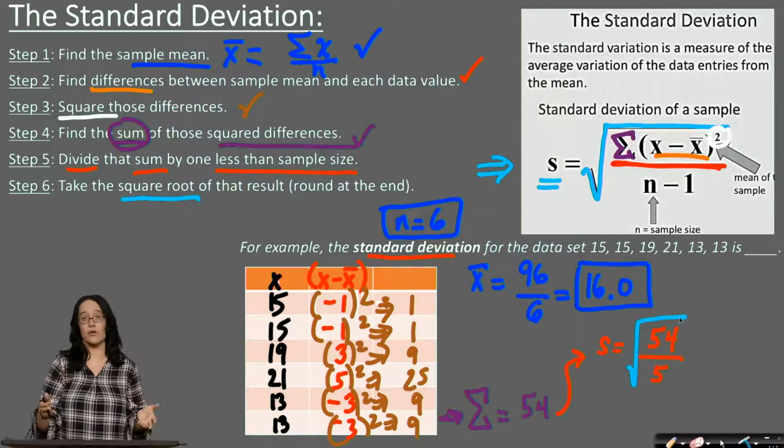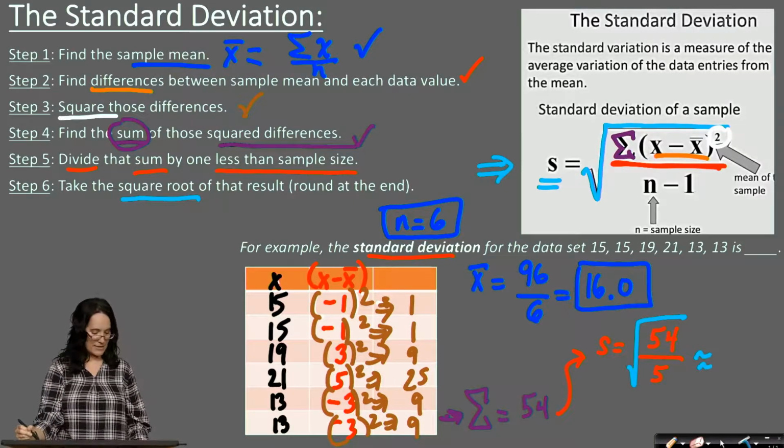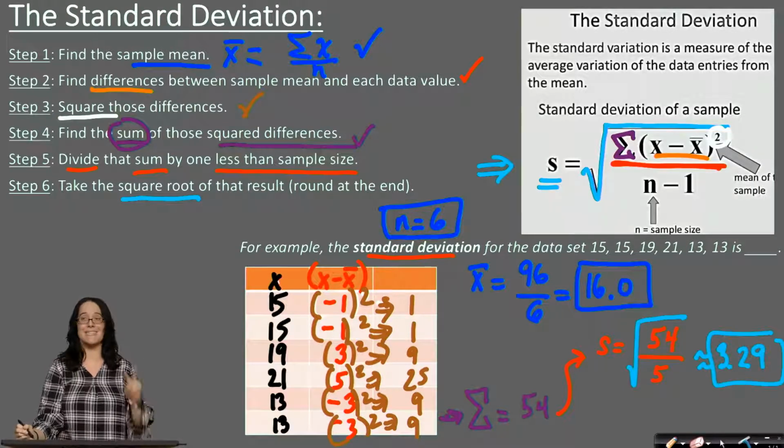Now notice when you do this in your calculator, 54 divided by 5, you might get a big decimal, right? Sometimes you get really big decimals. You don't want to round until the very end. So keep that on your screen and then take the square root of that answer. When you do, you should be getting roughly 3.29. Notice here I'm rounding to the second decimal place because we go 2 decimals beyond the data itself. So 3.29 is our sample standard deviation.